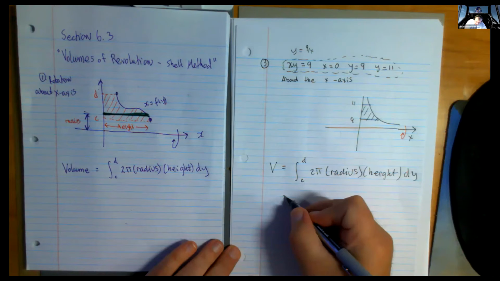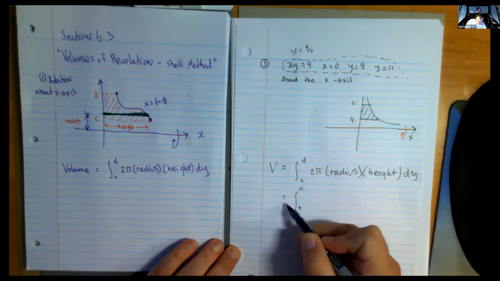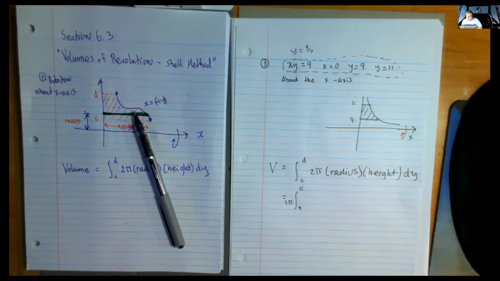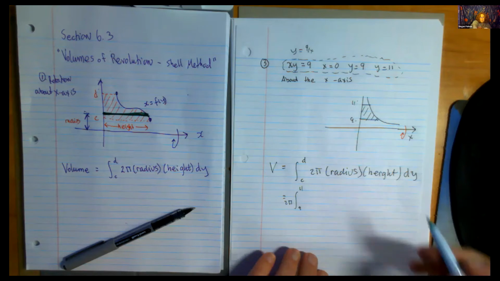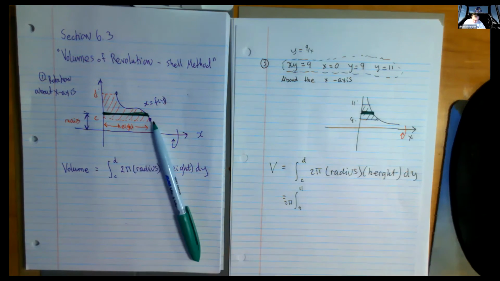Now, I can see some of the numbers. Doesn't y go from 9 to 11? So that's the limits of integration. Right. Now, I have to do one of my little rectangles. Is my rectangle going to be vertical or horizontal? What direction do you draw it in these questions? Horizontal.